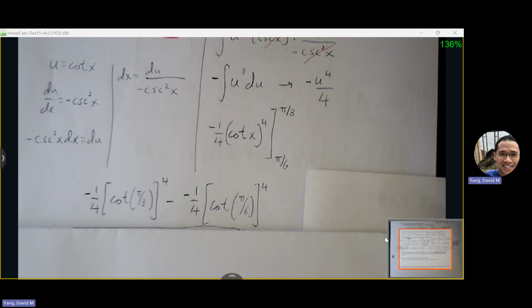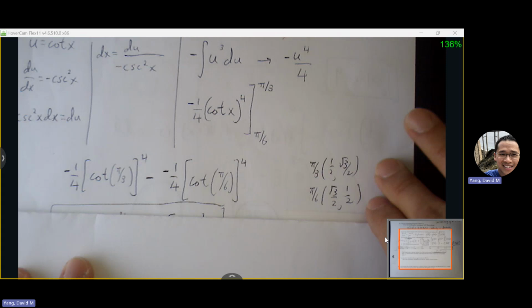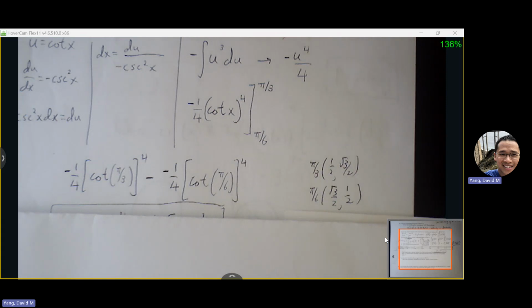But we got to think about, okay, what's cotangent of pi over 3? What's cotangent of pi over 6? So here are the ordered pairs for your pi over 3 and pi over 6. You know cotangent is x over y. So cotangent of pi over 3 is 1 over root 3. Cotangent of pi over 6 is root 3 over 1.